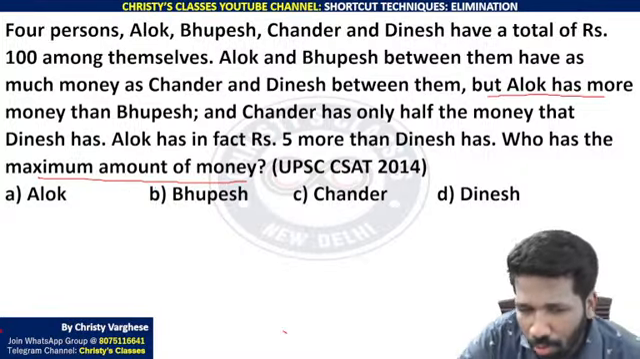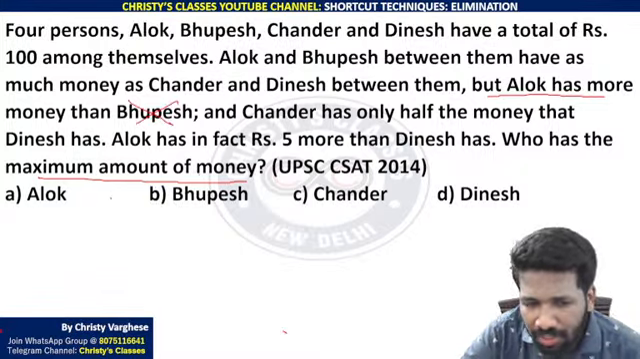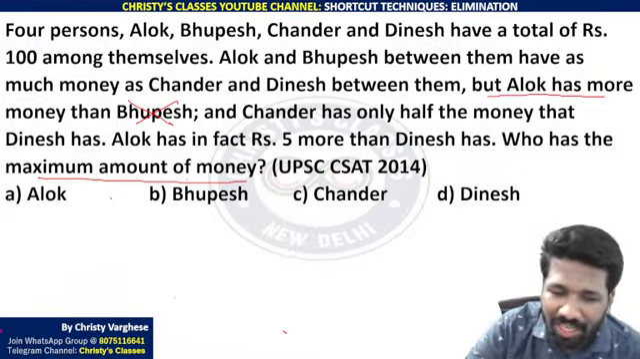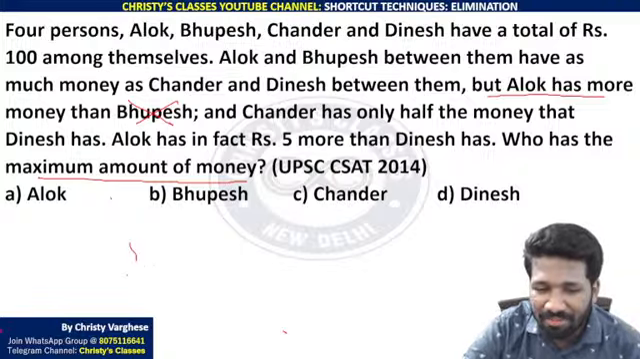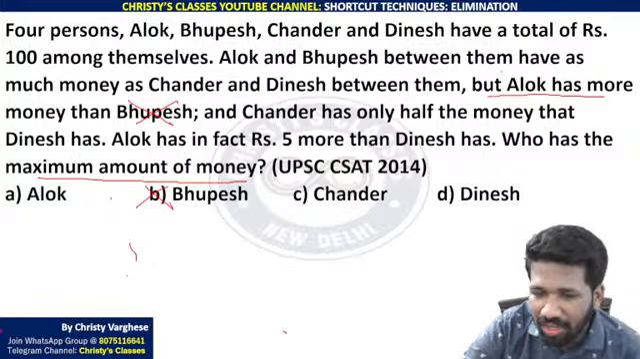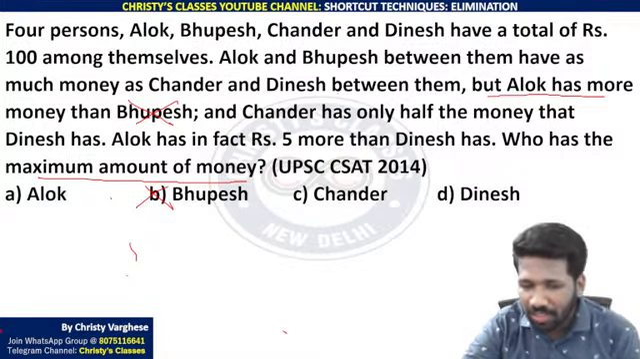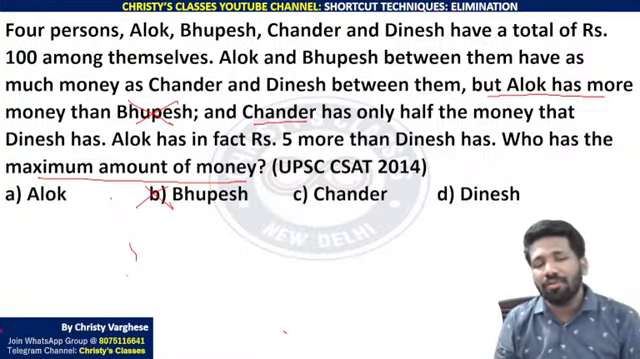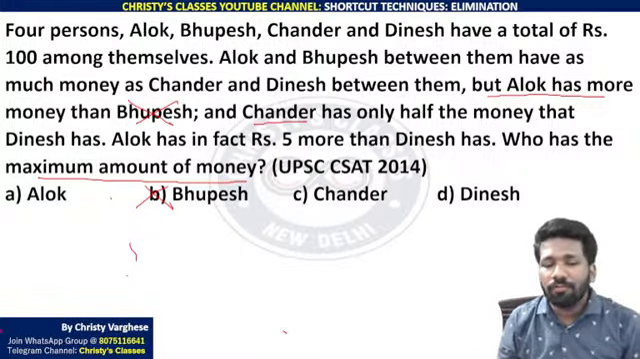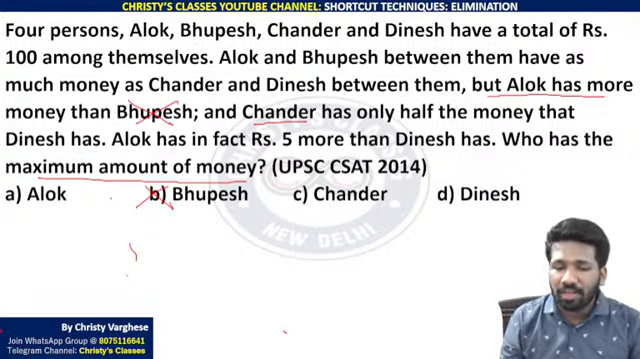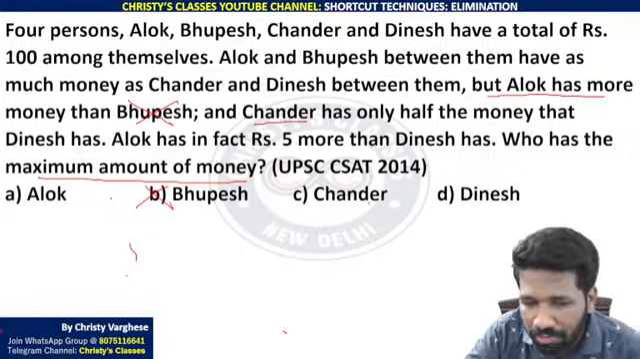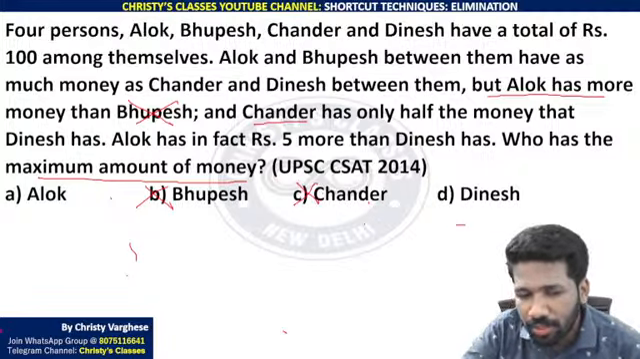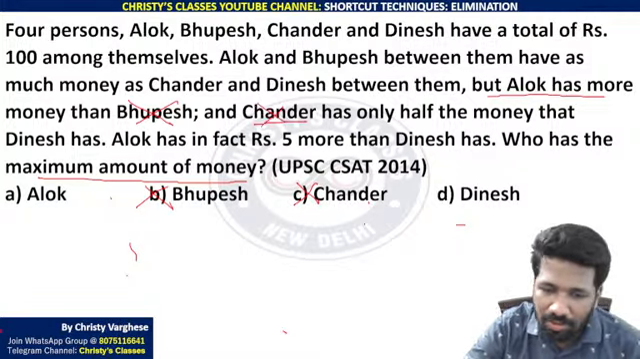So Alok is having more money than Bhupesh means Bhupesh cannot be the richest person, because at least Alok is above Bhupesh with respect to the money that he has. So Bhupesh can be eliminated by the selected statement that Alok has more money than Bhupesh. Now Chandar has only half the money of Dinesh. Half means lesser than the money of Dinesh, na? Like if Dinesh has 50 rupee, Chandar only has half of it, that is 25 rupee. So Chandar also cannot be the richest person, because at least Dinesh is above him, as Dinesh has double the money. So Chandar is also eliminated.